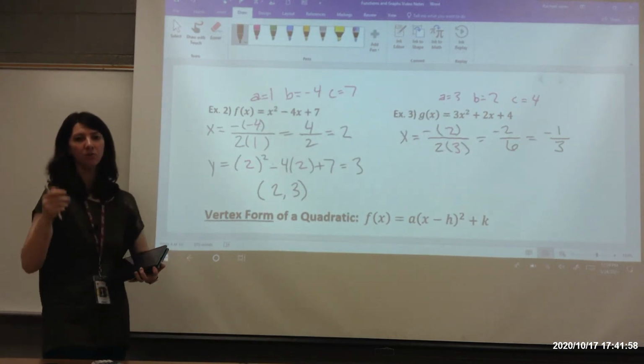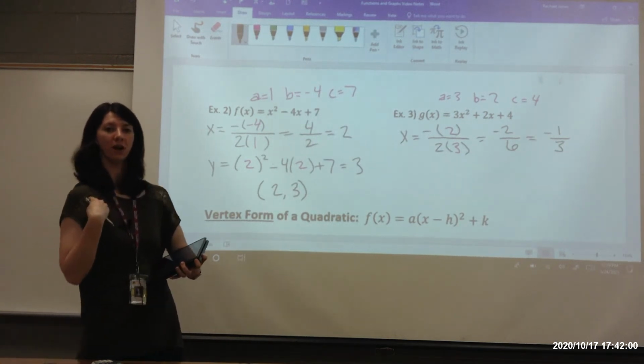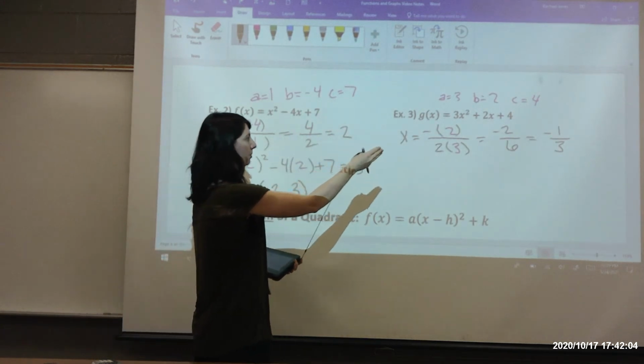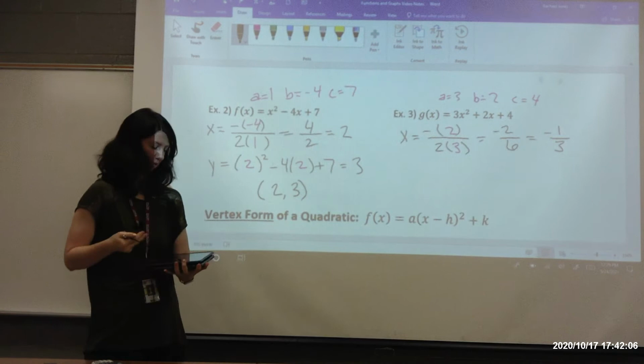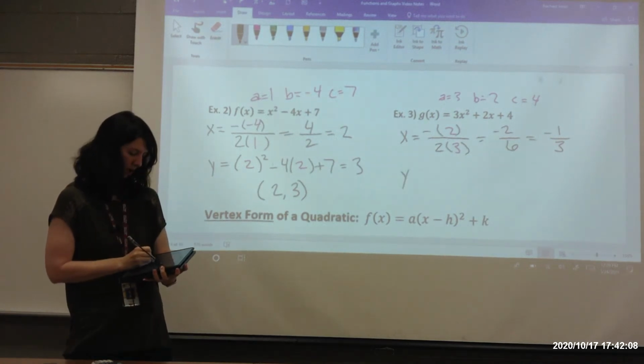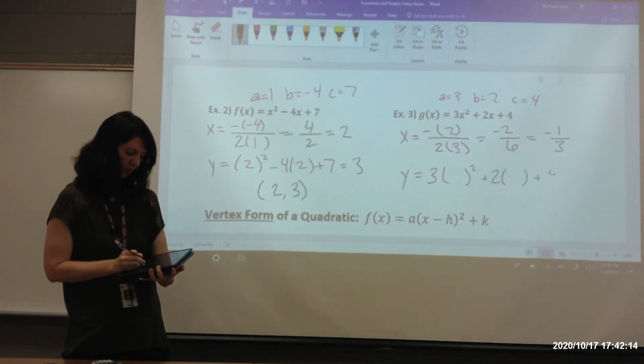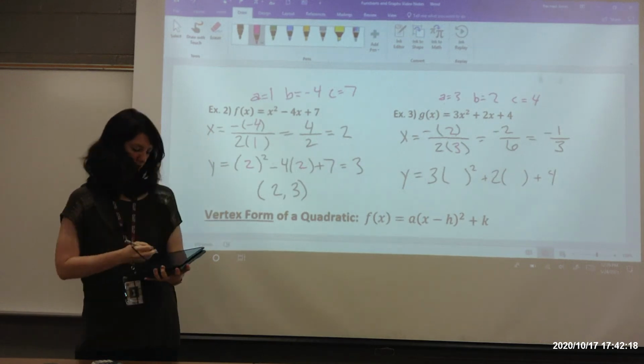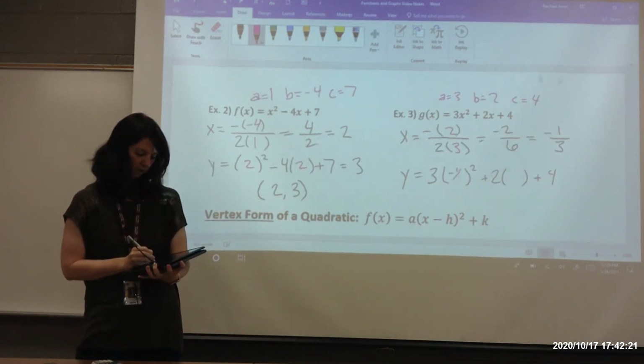Sometimes you'll get a fraction, you might get a decimal. I like to leave it as a fraction, but decimals are okay too. So we would just take that number and plug it in. Okay, it works the same way. y equals 3, plug in your x squared, plus 2 times plug in your x, plus 4. And our x here was a negative 1/3. So I'm going to plug in a negative 1/3.